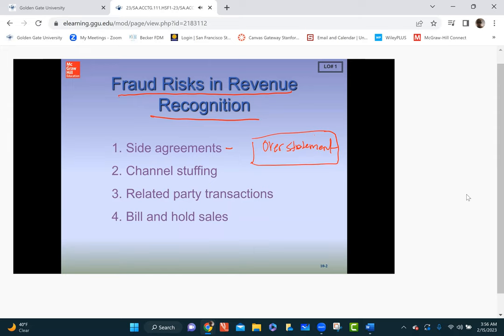The other thing to keep in mind, guys, that I probably should have mentioned before, as we go through, we're looking at revenue, and we're worried about overstatements. So we're worried about what? Credits to revenue. So what debits would we be thinking about?